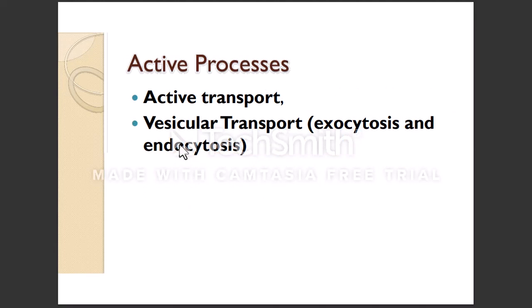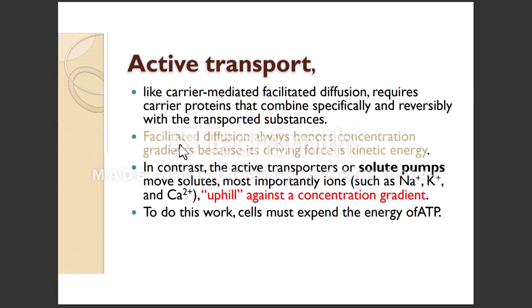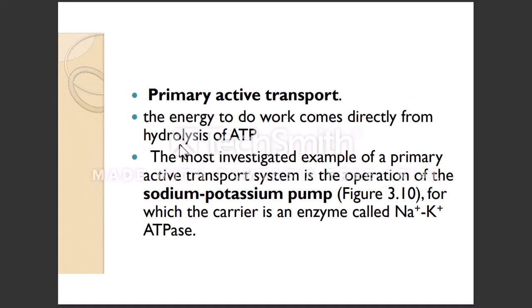Alright, under active processes, we are going to look at active transport and vesicular transport. Active transport involves the movement of molecules from a region where they are less concentrated to a region where they are highly concentrated, with the use of energy which comes from the hydrolysis of ATP. We have two kinds of active transport: primary active transport and secondary active transport. Primary active transport requires energy that comes directly from the hydrolysis of ATP. For example, the sodium-potassium pump is a perfect example of primary active transport.